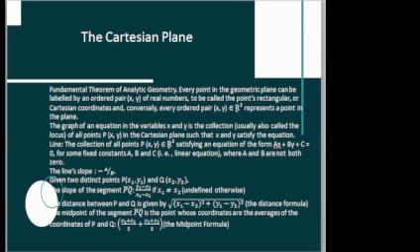And the midpoint of the segment PQ is the point whose coordinates are the averages of the coordinates of P and Q. And this is the midpoint formula. We have (x sub 1 plus x sub 2) over 2, comma, (y sub 1 plus y sub 2) over 2.